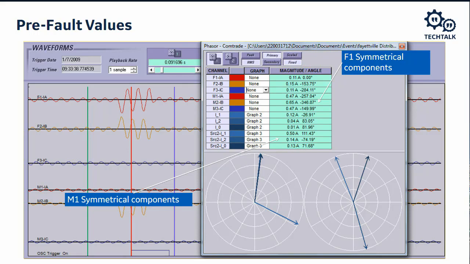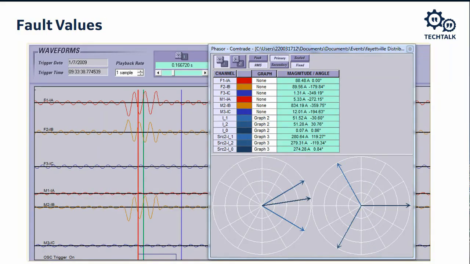This is not really even a problem. It is what we expect to see for a legitimate B-phase fault out on the distribution system and the subsequent currents that we should see on A and B phase of the primary of this distribution transformer. Now, let's look at the fault values.